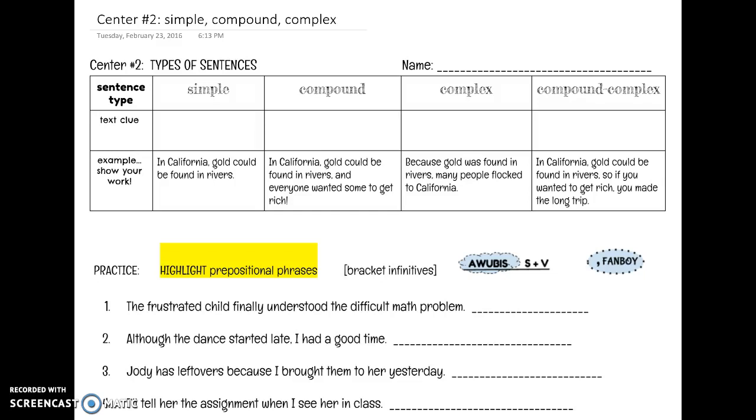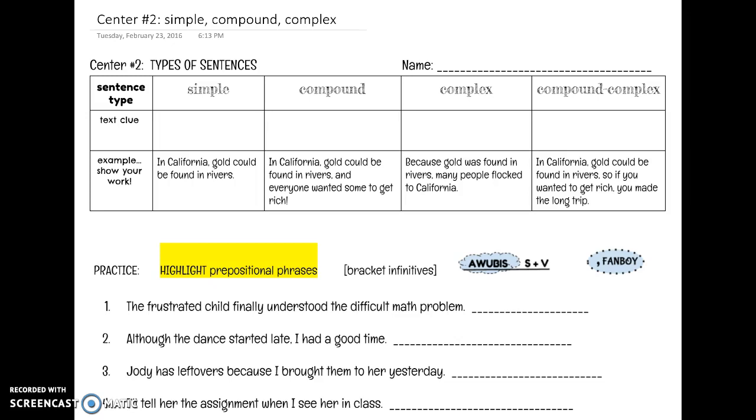At Center 2, you're going to work on this idea of identifying the type of sentence: simple, compound, complex, and then we're going to get a little into compound and complex sentences. You did a pretest earlier this week on simple, compound, and complex sentences. So in this center, we're going to talk about some easy, simple text clues that you can use to find the different types. Now, the things that I'm going to show you, though, you have to actually do.